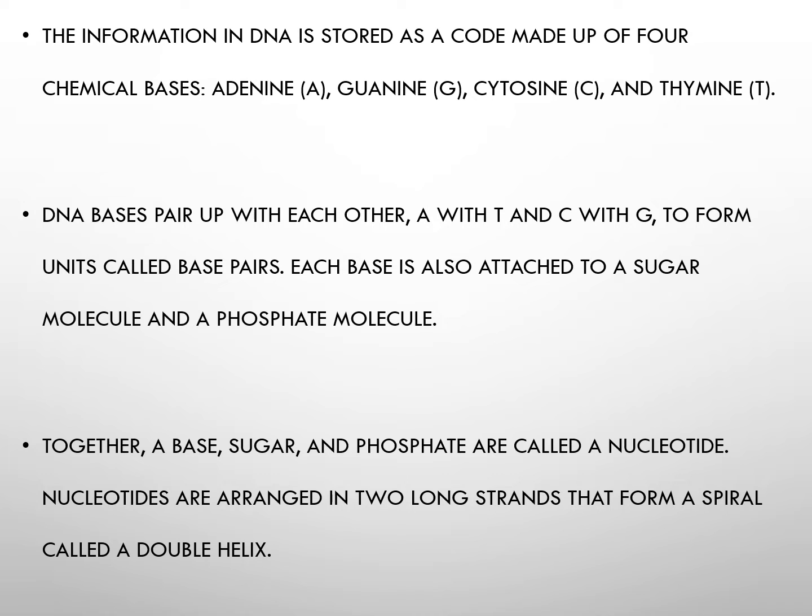So this you can see in the next slide. There it is clearly given how these DNA bases are paired, that is adenine with thymine and cytosine with guanine. Together, a base, sugar, and phosphate are called a nucleotide. Nucleotides are arranged in two long strands that form a spiral called a double helix.